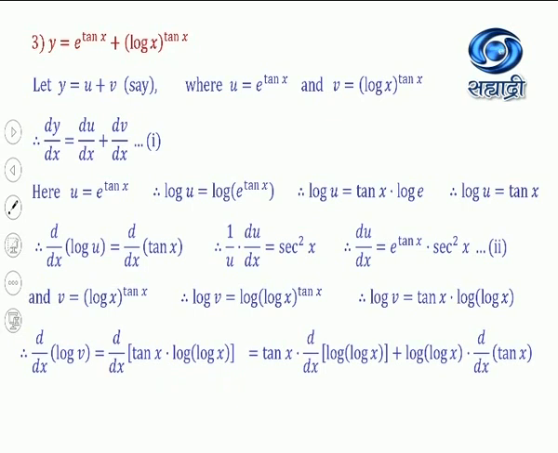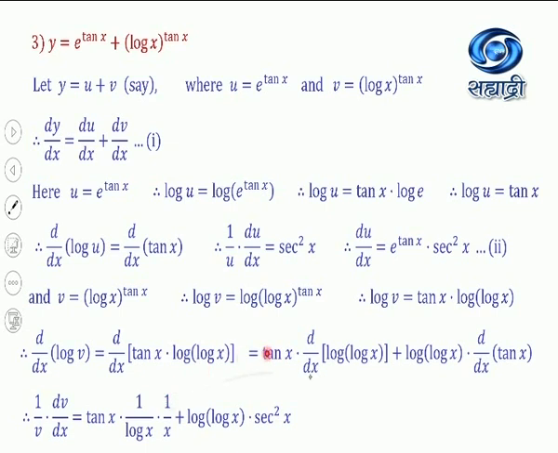So what do we get? Here we use again the product rule. Say this is first function u into second function v, d by dx of u into v. That can be written as first function, that is tan x, into derivative of second function, that is log of log x, plus second function log of log x into derivative of first function, that is tan x. We use here the product rule. And now the derivative of log v, that is 1 upon v into dv by dx, derivative of tan x.